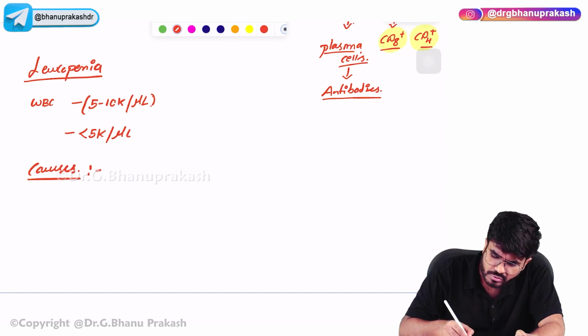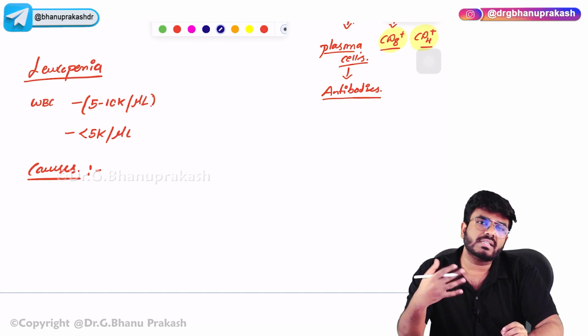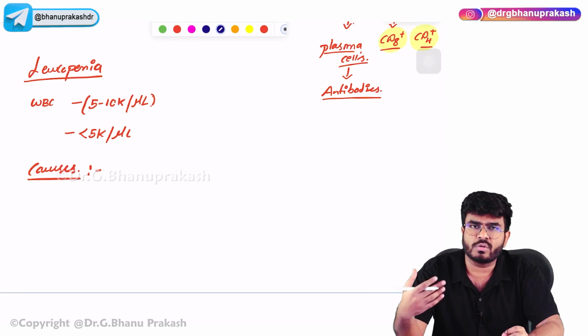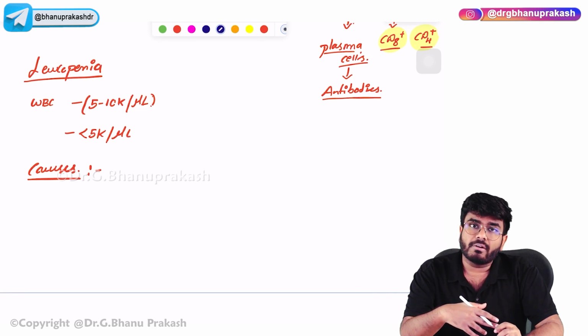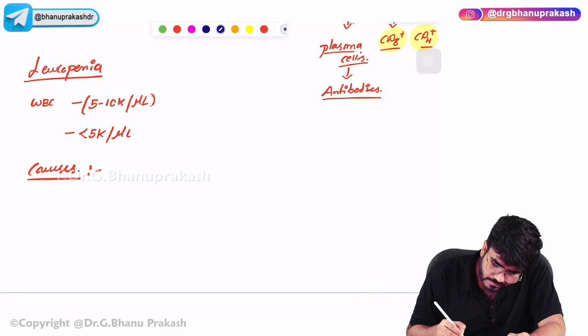Every medical student knows that if the WBC count is increasing, it indicates that there is some kind of infection going on in the body. But leukopenia, why is the WBC count going down? One reason might be drug toxicity.